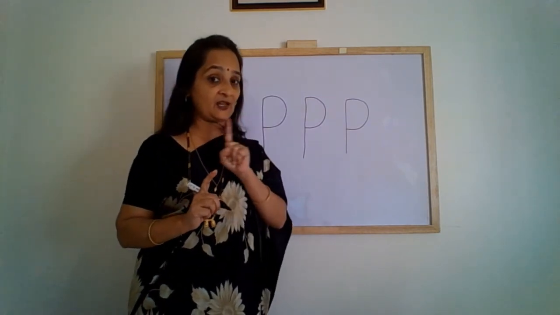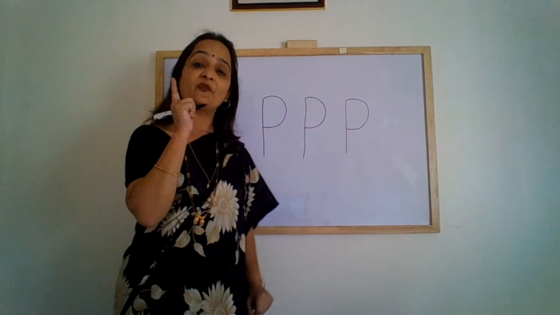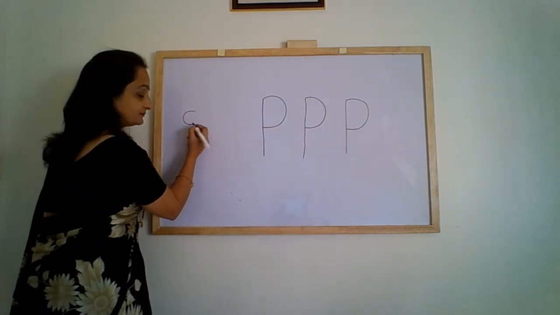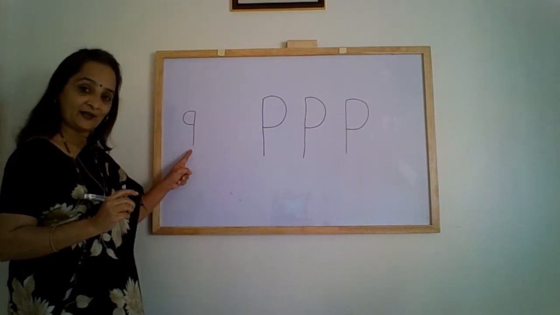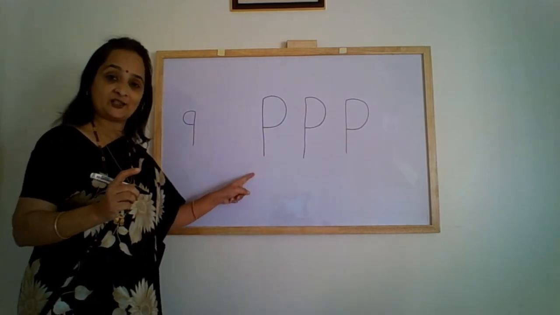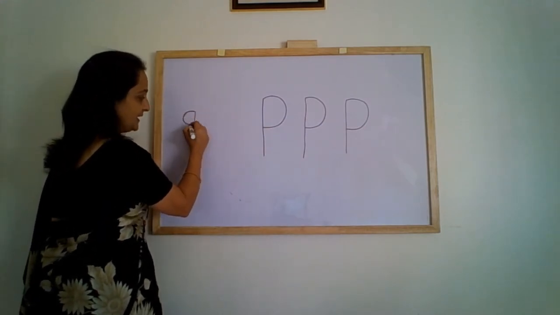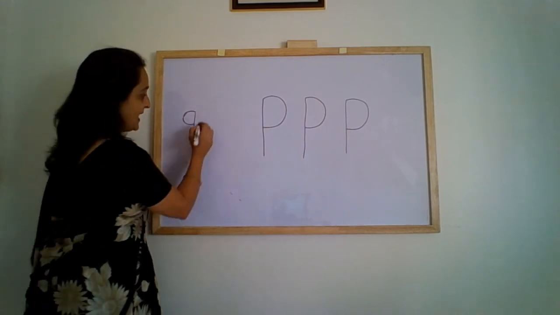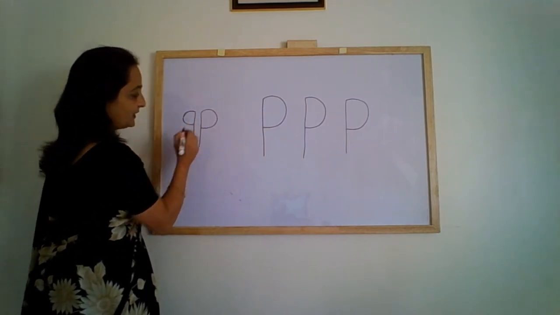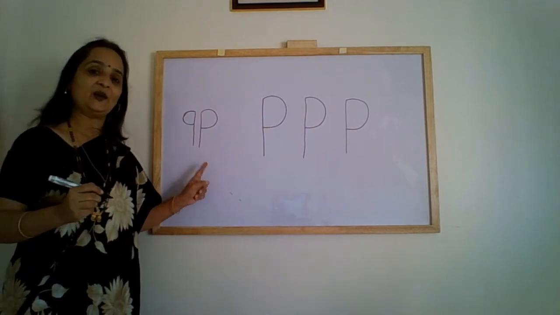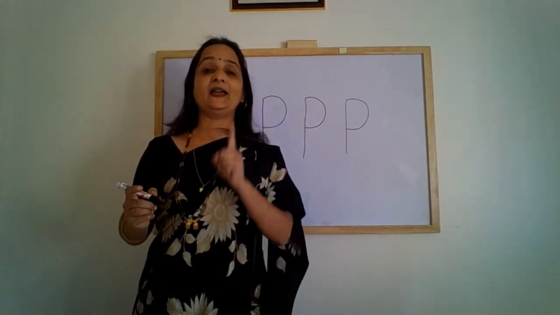Children, do not make a mistake with letter P and number 9. If you have to write number 9, we will first make a C. And then we will draw the standing line. This is number 9. They are mirror images. You want to see how mirror images are? This is number 9. First a C, then a standing line is 9. And if I first make a standing line and then make a small curve, it is P. So these are called mirror images. So be careful when you write the letters P and number 9.